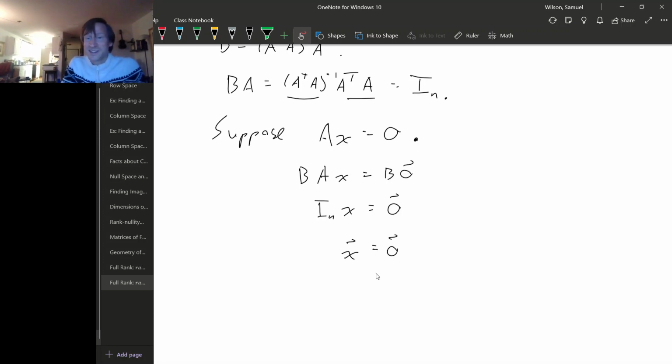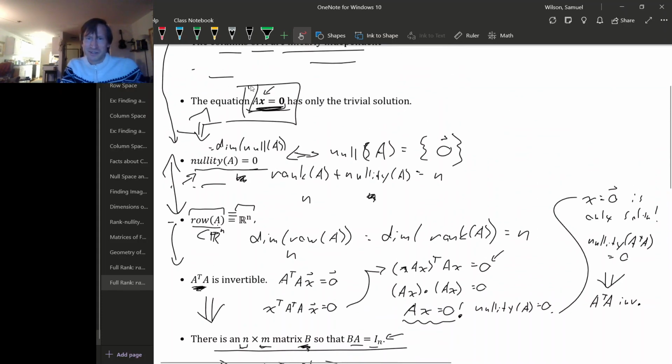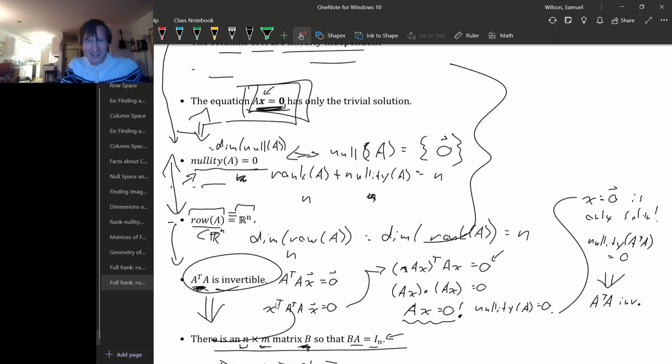So here we've proven that X equals 0 is the only solution to this equation, and that closes up this loop of implications. So, right, because we have proved this. So now we have all of these conditions imply this one, which implies this one, which imply all of those up there. And so we're done.